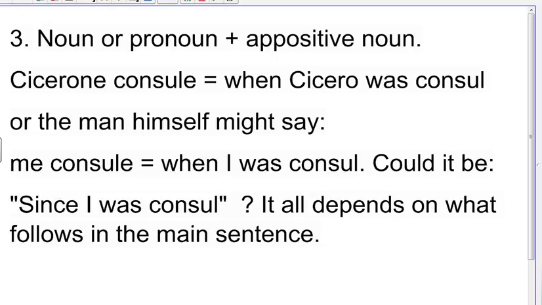Now I go on to show you one where a pronoun shows up. Me consule. Noun or pronoun, and there we have me, the ablative singular of the pronoun ego, mei, mihi, me. Consule, the ablative singular of consul, and we would translate that, when I was consul. Now I raise a question for you. Could it be since I was consul? And I add the mysterious and speculative comment. It all depends on what follows in the main sentence. Probably either translation is going to work, but if it sounds causal, make it causal.